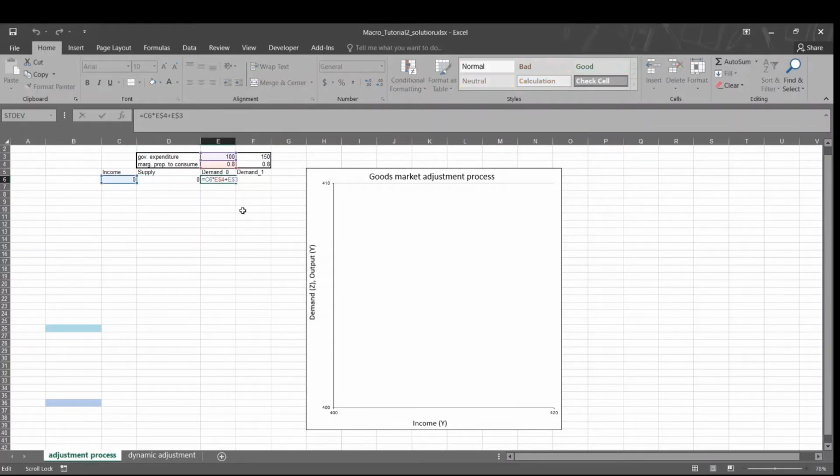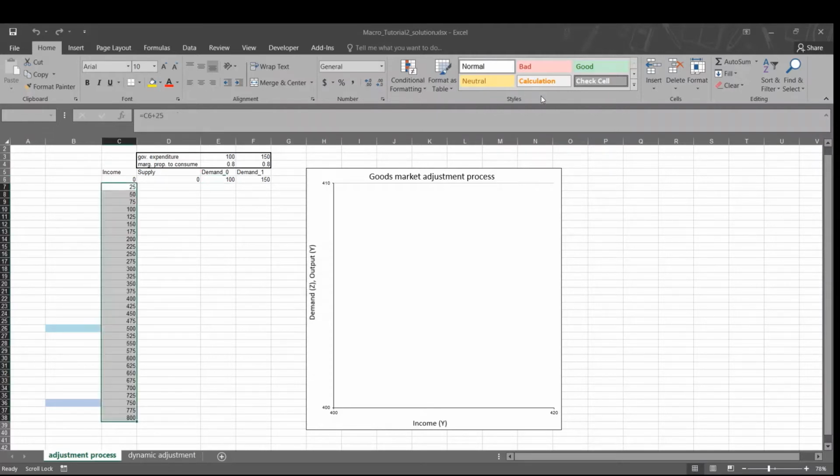If we have an income of 0, we would have income multiplied by the marginal propensity to consume, which is 0.8, representing 0 multiplied by 0.8 plus our government expenditure 100. So this gives us a demand of 100. We would keep on increasing our income by 25 units until we reach a certain amount of income, which is 800.